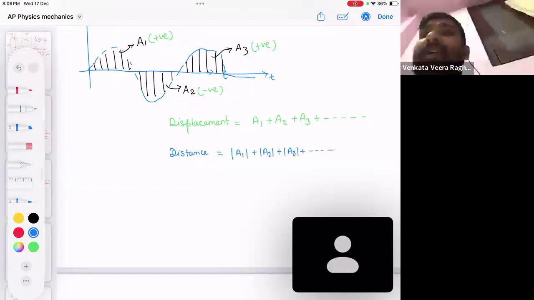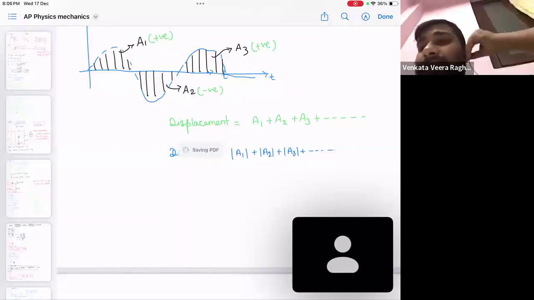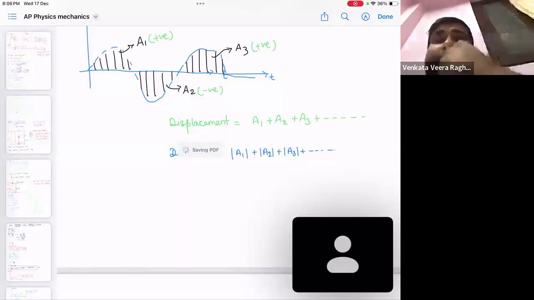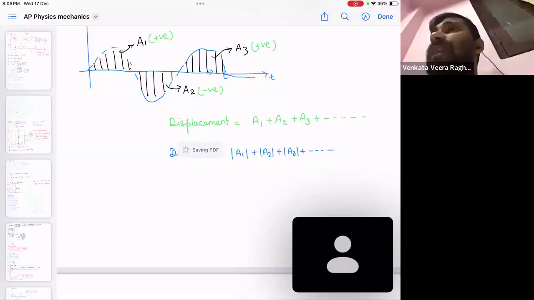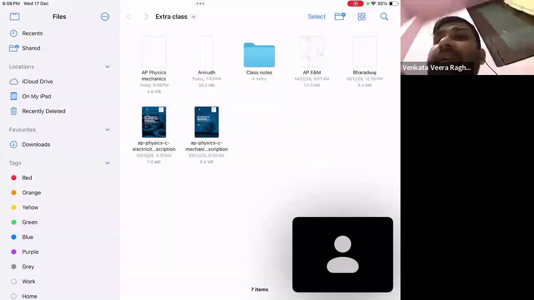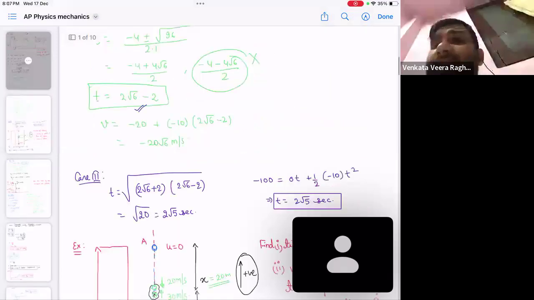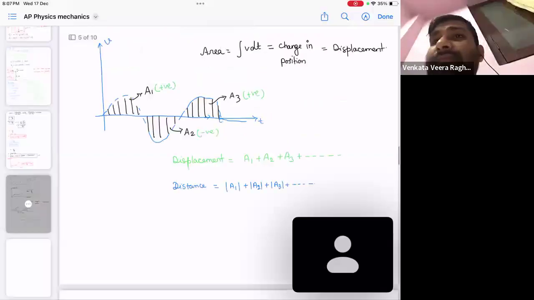Please tell me, are you clear about the area under the velocity versus time graph? The area under the velocity versus time graph gives us the change in position, or displacement, if you consider the area with its sign. But if you consider only the magnitude of the area, then it gives us the distance traveled by the particle. Clear this one? Please tell me.